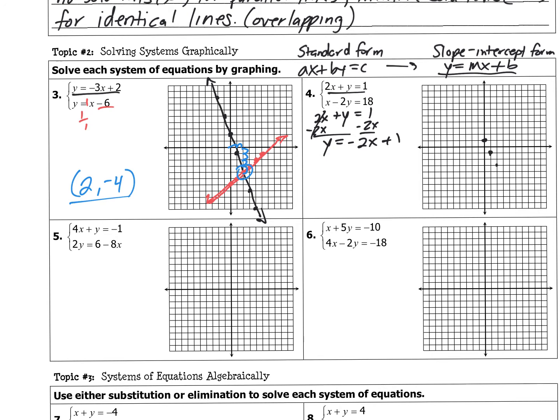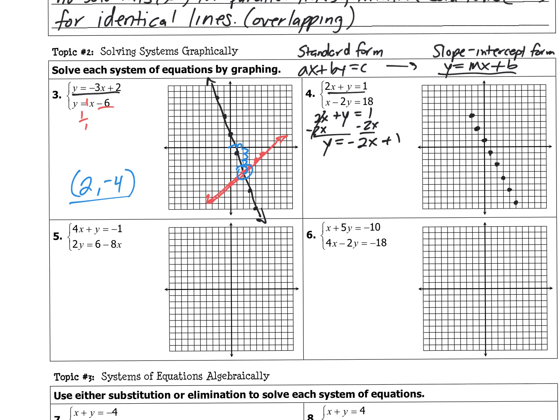Down 2, right 1, down 2, right 1. And I'm going to go back to my y-intercept, and I'm going to go opposite slope. So up 2, left 1, up 2, left 1. And it just kind of continues.